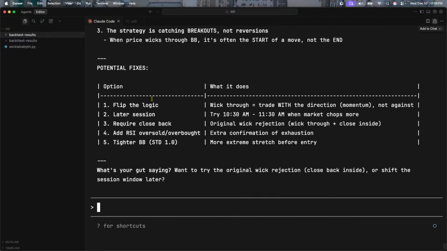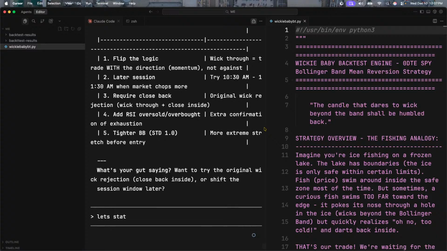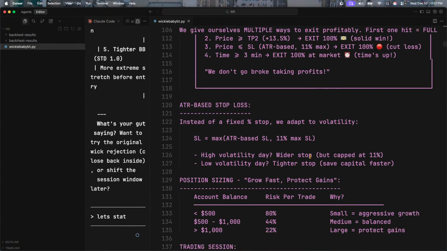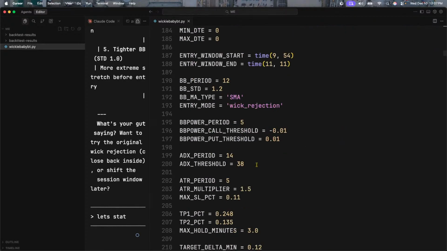So flip the logic. That's the thing, bro. I'm going to show y'all that momentum always works, but I want to figure out this mean reversion: require a close back inside after the original wick through, add RSI, that's too much. Tighter Bollinger Band right now, most extreme stretches. What is your gut saying? All right, let's put eyeballs on it real quick. That's the strategy, that's how it works. We're going to go over that, but right now we're doing optimization. Oh, holy shit! This here is our problem.